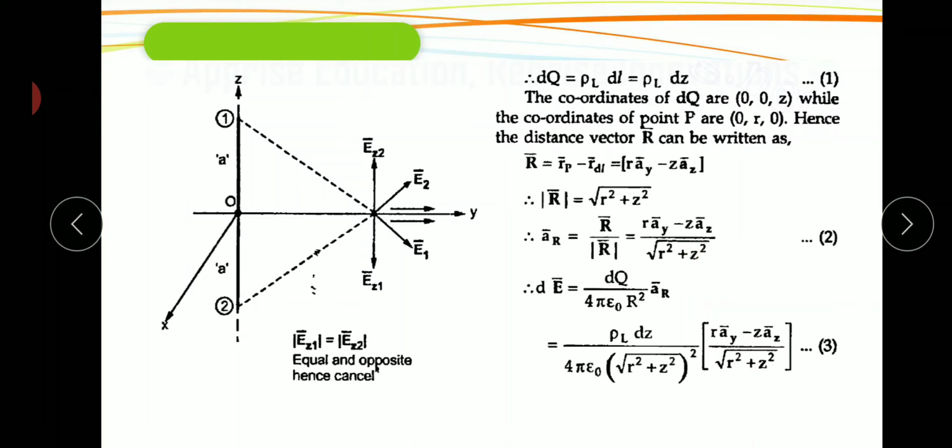Now we know the formula of electric field intensity for a small charge dq, that is a small electric field intensity, dE bar is equal to dq by 4 pi epsilon naught r square ar bar. Now substitute the values: dq is rho l dz, and as usual 4 pi epsilon naught, and r square, here we have to find the r square value, that is square root of r square plus z square, and we have to also find the ar bar value here.